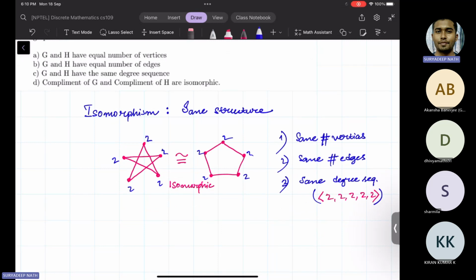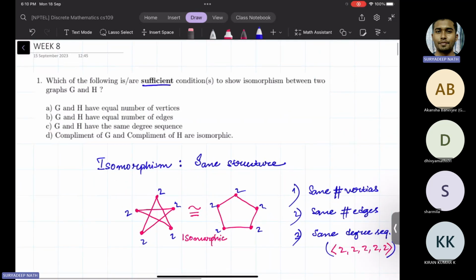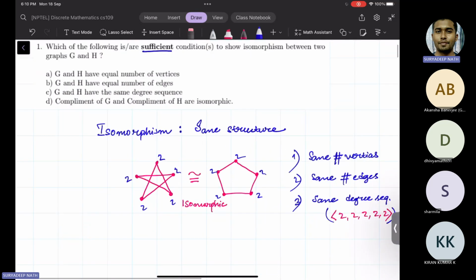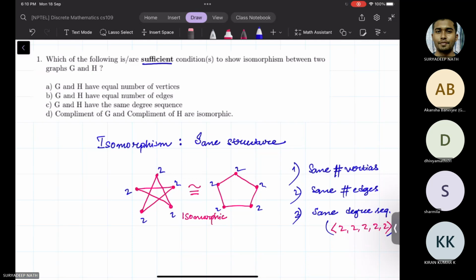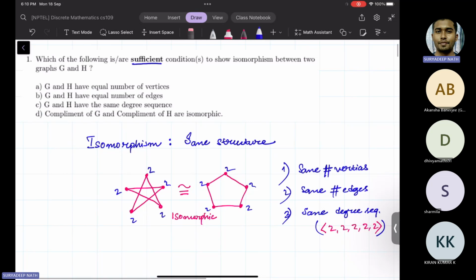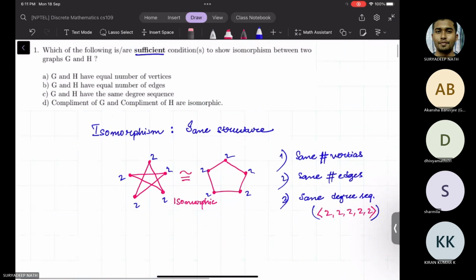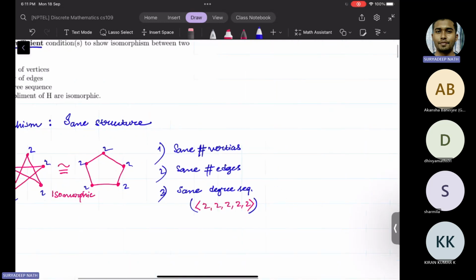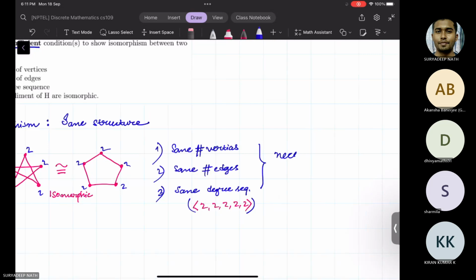But what do you think? These conditions, are they sufficient? In our questions, they have asked what are the sufficient conditions. So do you think that if these three conditions are met, the graph will be isomorphic, or do you disagree? Anyone? So my question is like this. Are they necessary or sufficient? What do you think? These three conditions, are they necessary or sufficient conditions? Anyone?